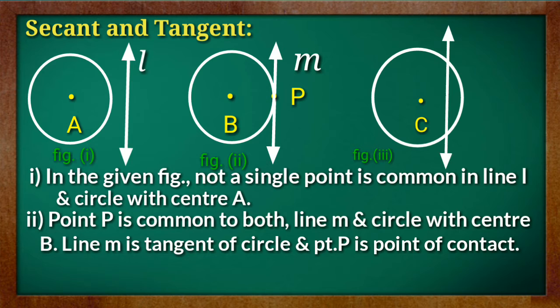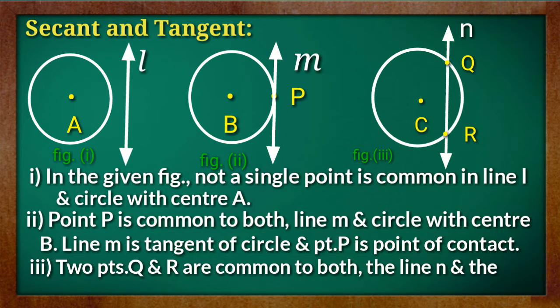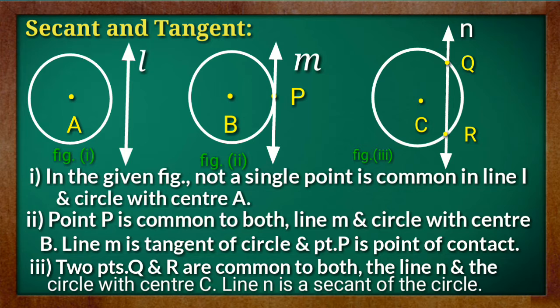Observe figure 3. Here the line N intersects the circle at 2 points Q and R. Here line N and the circle have these 2 points in common. Such a line is called as secant of the circle.